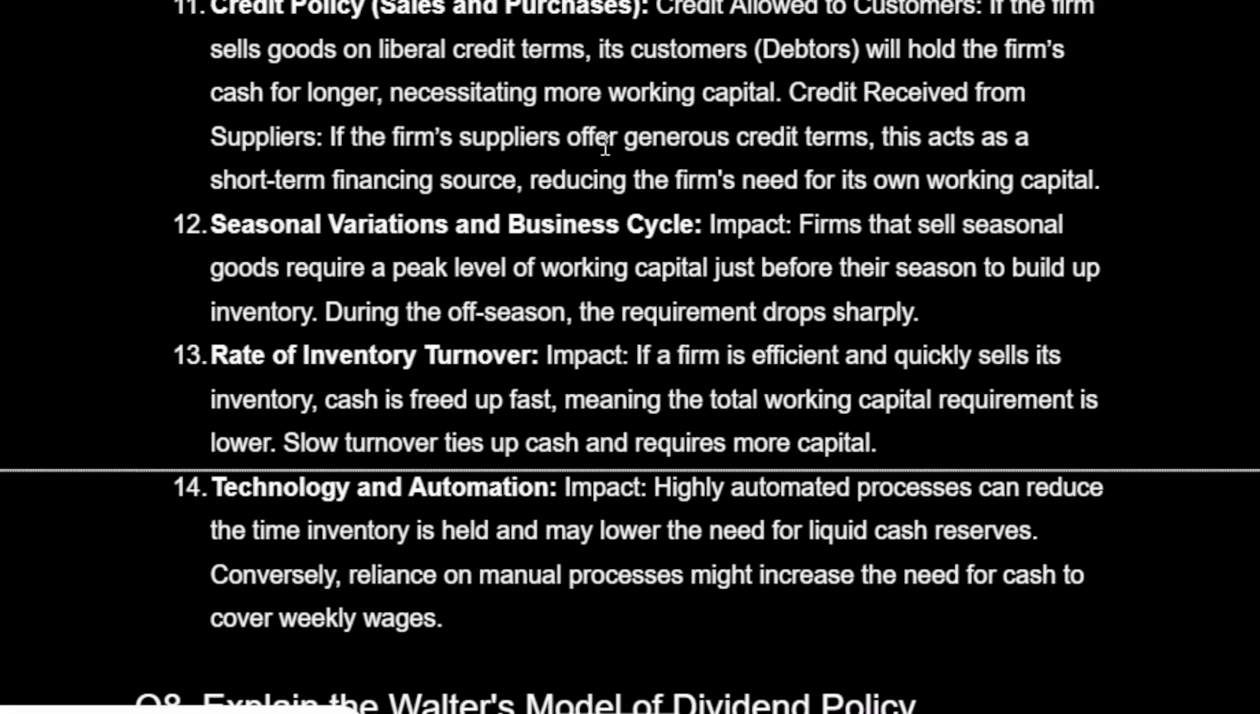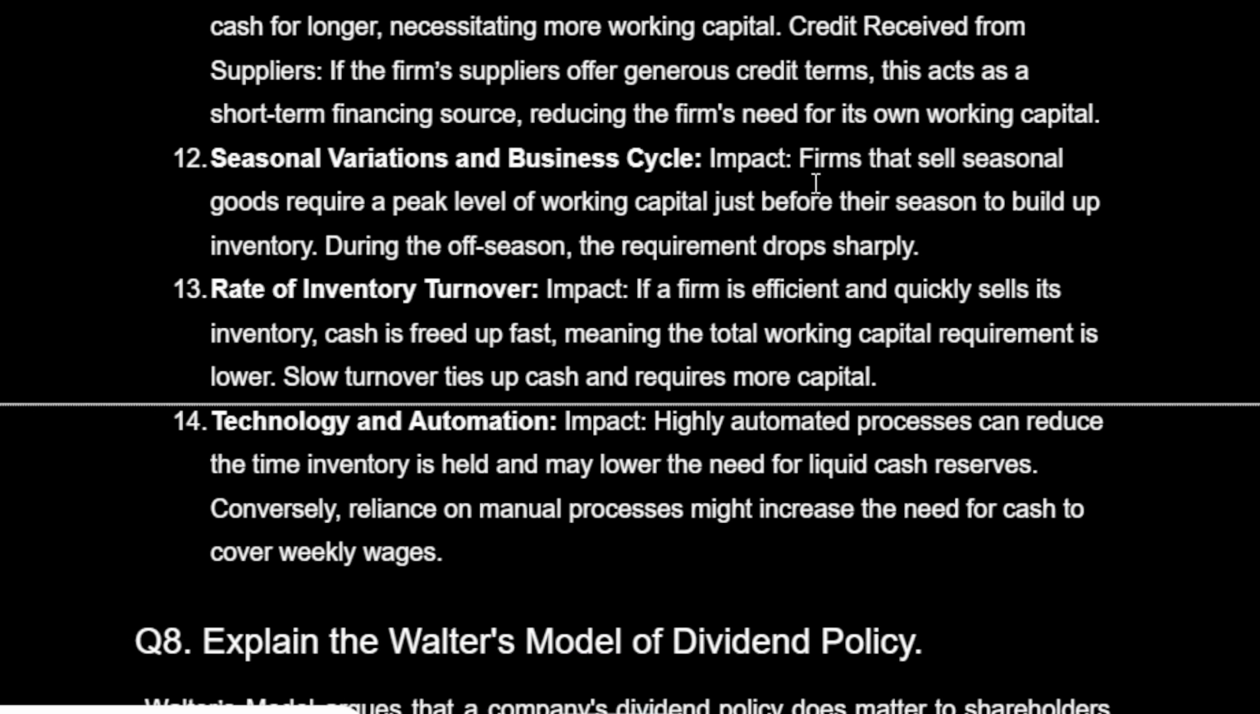If the firm's suppliers offer generous credit terms, this acts as a short-term financing source, reducing the firm's need for its own working capital. Seasonal variations and business cycle. Impact. Firms that sell seasonal goods require a peak level of working capital just before their season to build up inventory. During the off-season, the requirement drops sharply.